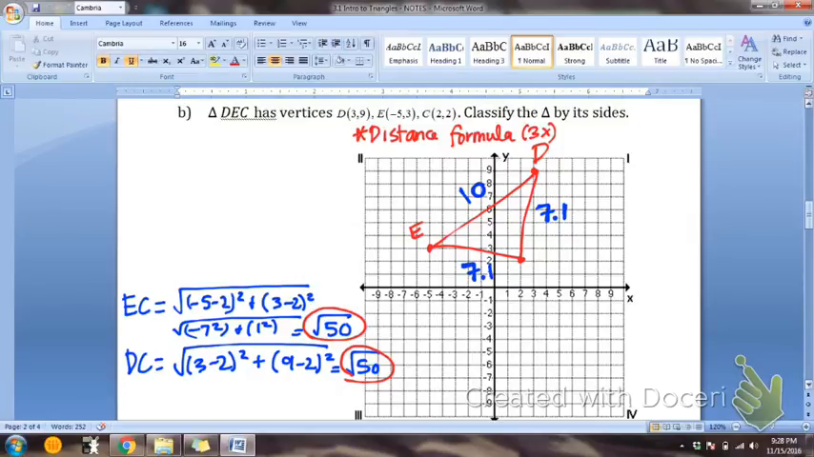What kind of a triangle, if we're classifying it by its sides, look back if you need to. If two sides are the same, that means we are classifying the triangle by its sides, and we would say that triangle DEC is going to be an isosceles triangle. So let's write that. Triangle DEC is isosceles. Okay. All right, let's go to part 2 of this lesson.